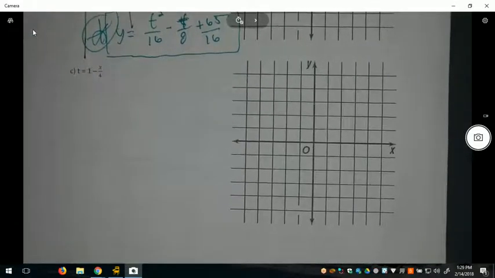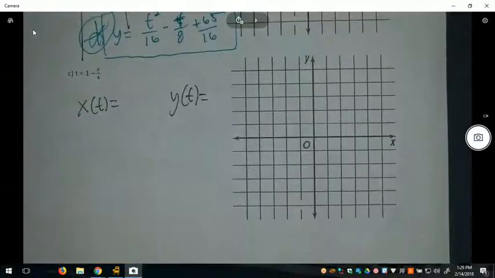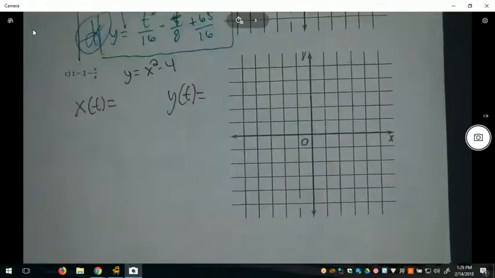Pause the video for a moment and try letter C. See if you can find the parametric equations, x based on t and y based on t, for this function. Again, using the equation y equals x squared minus 4.